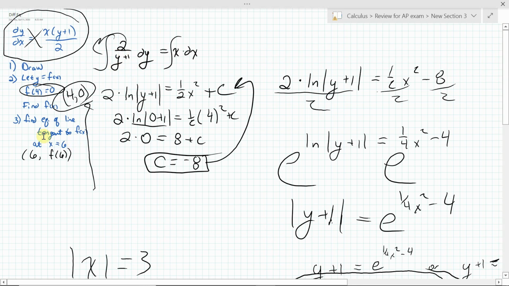And if I ask you to find the equation of a line tangent, just think, what do you need? I need a point, and I need a slope.